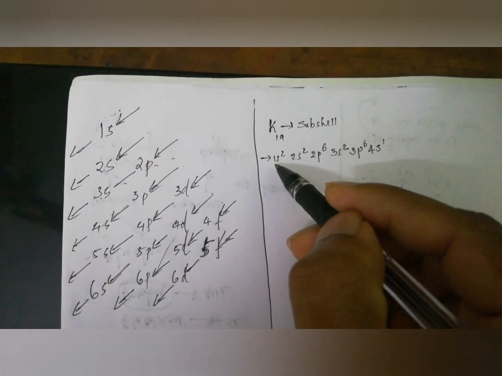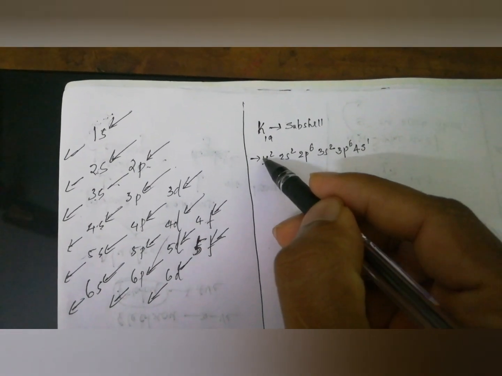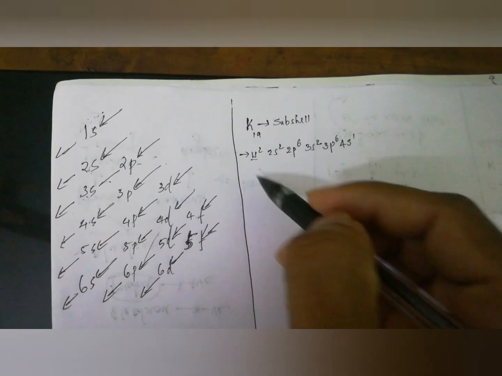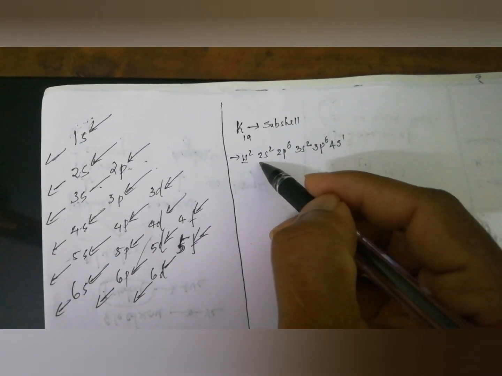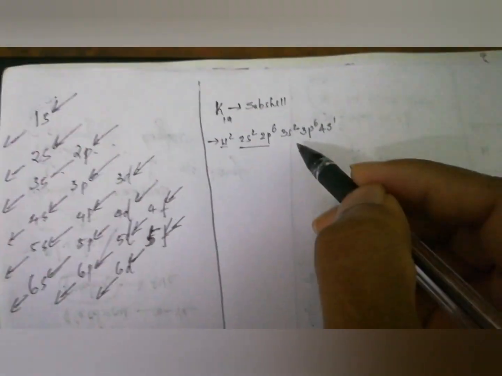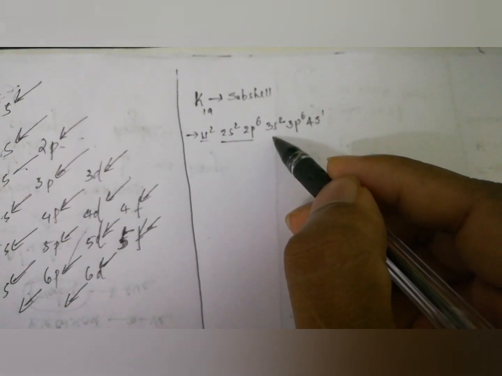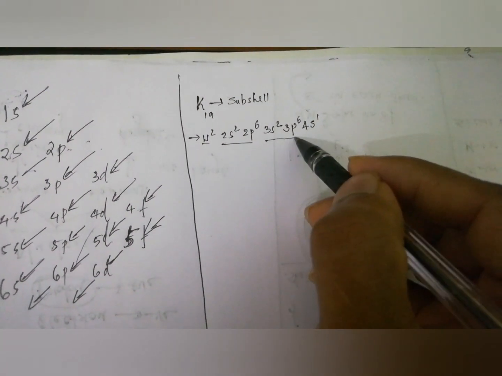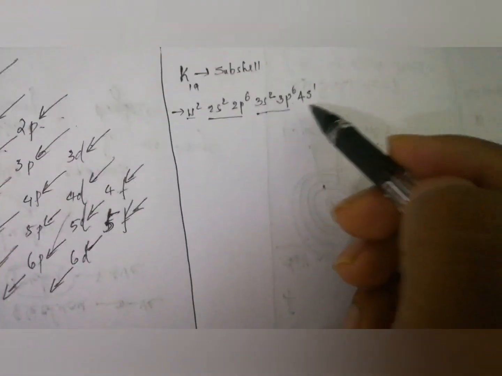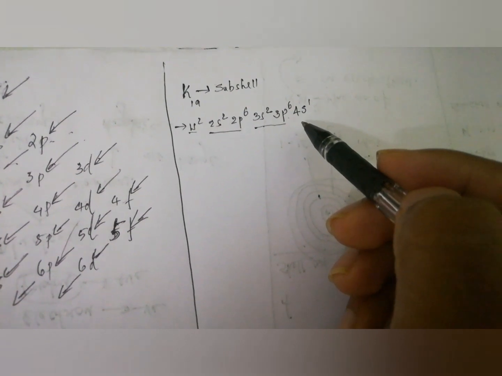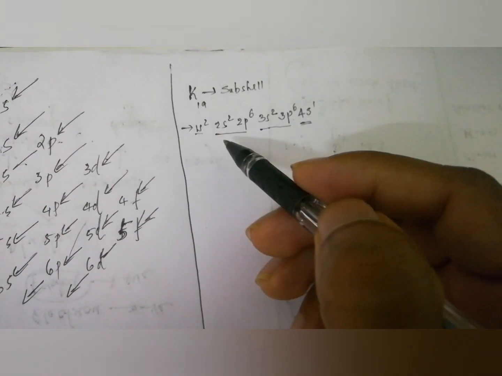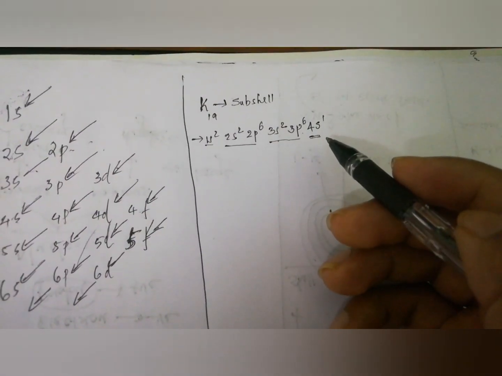Then what do you mean by this 1s? In the first shell, that is the K shell, there is only one subshell, that is s. In the second shell, that is the L shell, there are two subshells, s and p. In the third shell, that is M, there are two subshells in case of potassium, s and p. In the fourth, that is N, there is only one subshell present in potassium. Okay, you got the idea? Yes, guys? Okay.